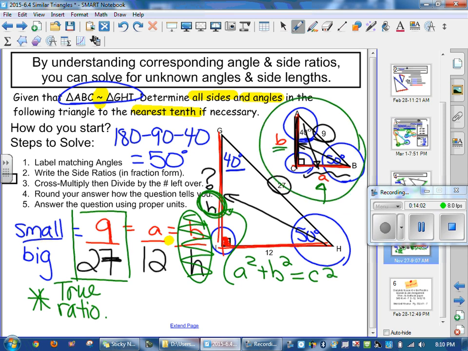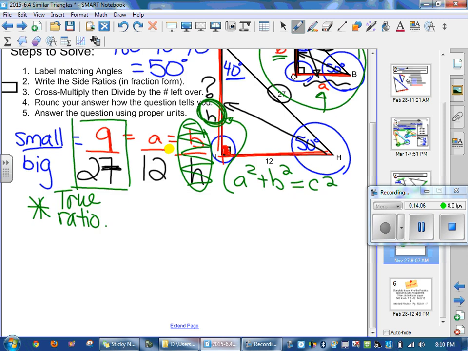So I have my true ratio. I don't use the ones where I have values with variables on top and bottom. Remember, we discussed yesterday that we will always be given 3 out of 4 numbers. I take a look. I have 3 out of 4 numbers: 1, 2, 3, and then my missing value, letter A up here that I'm looking for. So, again, we're going to cross multiply and divide.